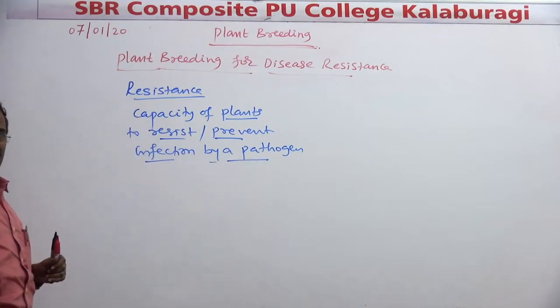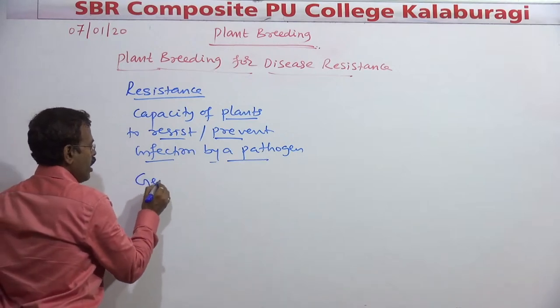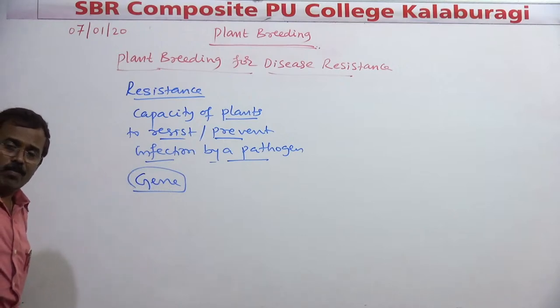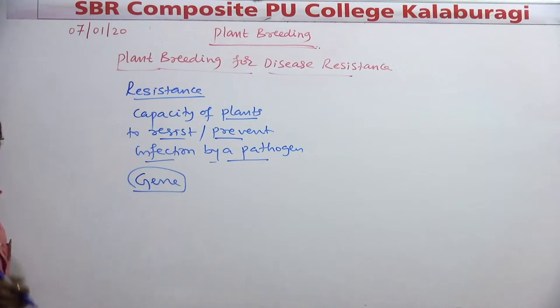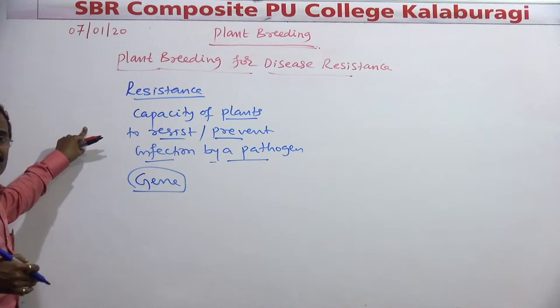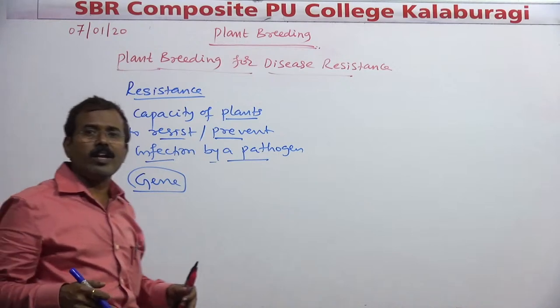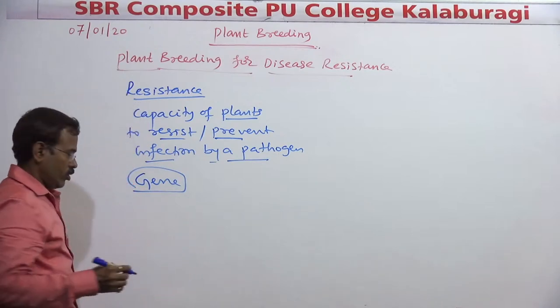So this resistance capacity of the plant is imparted mainly by genes. The genetic characters which are present in the plant can help in imparting the resistance character to these crop plants. So we want to develop resistance in crop plants by this method so that they are not easily attacked by the pathogens and it does not lead to greater loss of crop plants. Different diseases are caused to the plants.